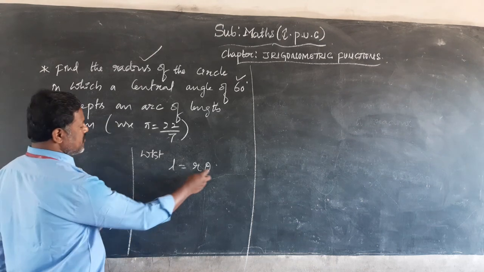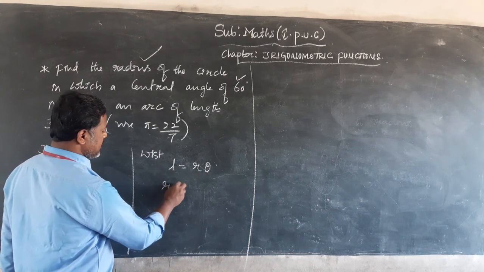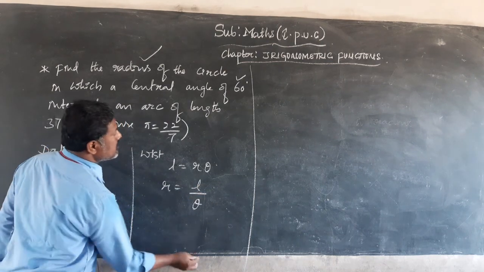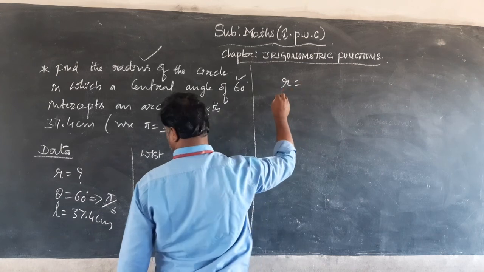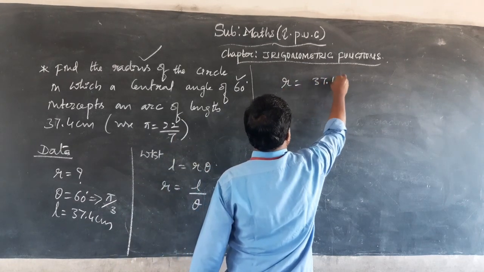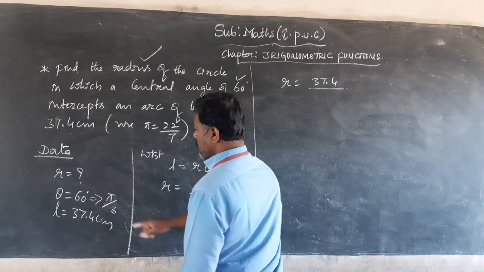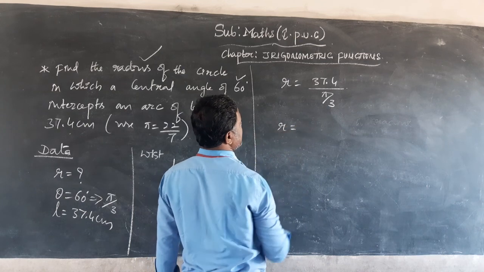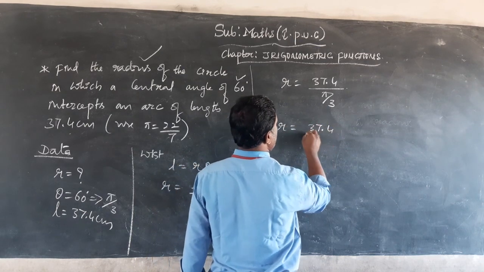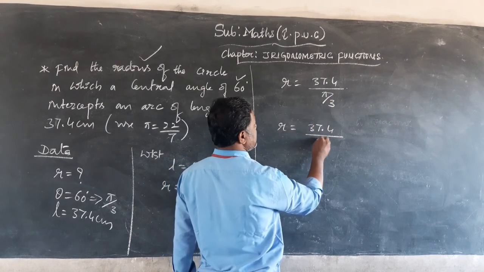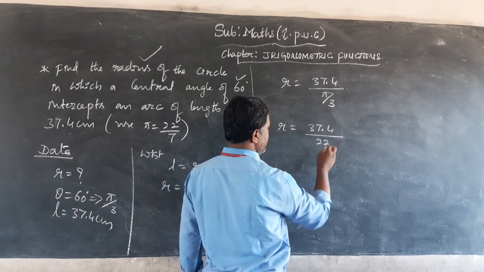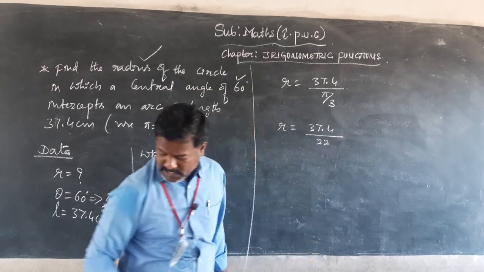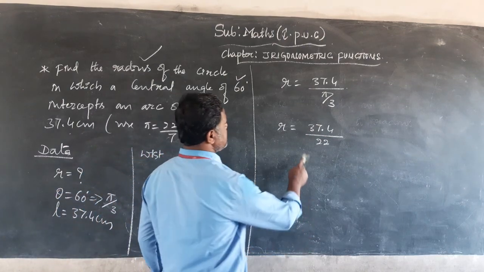Okay, L is equals to r theta. So here we should find the value of r. Therefore r is equals to L/theta. So that is r is equals to, the value of L is 37.4 divided by the value of theta is pi/3. Is right, or as it is 37.4 divided by the value of pi is 22/7. The value of pi is 22/7.